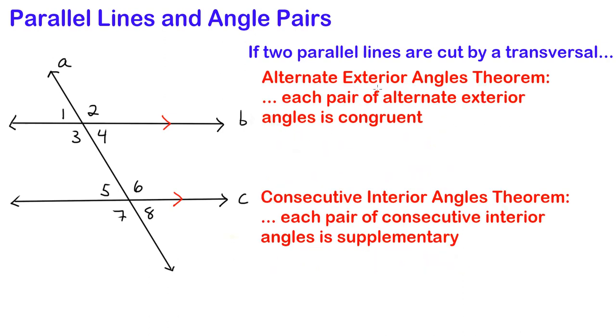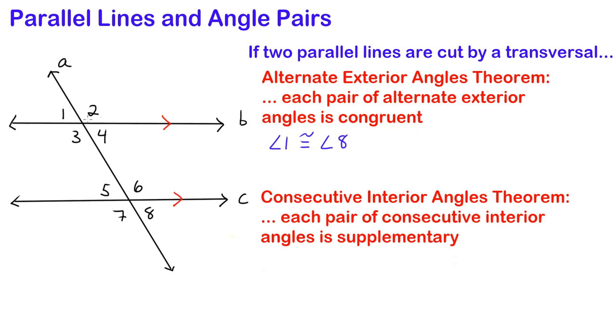The alternate exterior angles theorem is just like the alternate interior angles theorem, except we're dealing with the exterior angles. So it says, if two parallel lines are cut by a transversal, each pair of alternate exterior angles is congruent. So angle 1 is outside of line B to the left of A, and angle 8 is outside of line C to the right of A. So this tells us that angle 1 is congruent to angle 8.